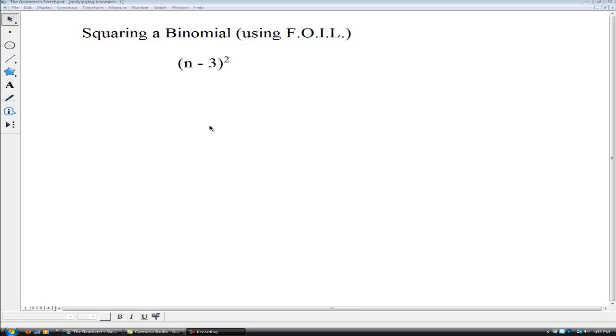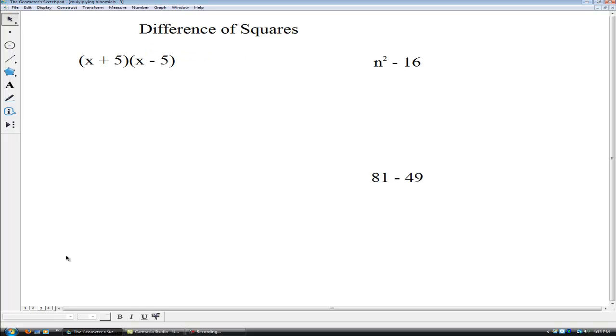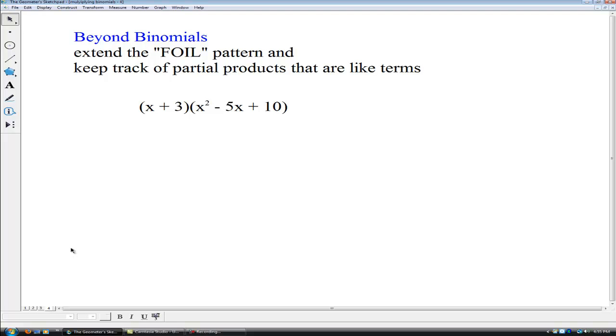Hi, this is an Algebra 1 video, and the topic is multiplying polynomials. The first page we'll be looking at squaring a binomial using the FOIL pattern. Second page we'll review FOIL again. The third, we have a special pattern that's extremely important to know. It's called the difference of squares. And then the last page, we'll go beyond FOIL to multiplication of a binomial and a trinomial. But we'll see that the pattern from FOIL is just carried over and extended. So let's get started.